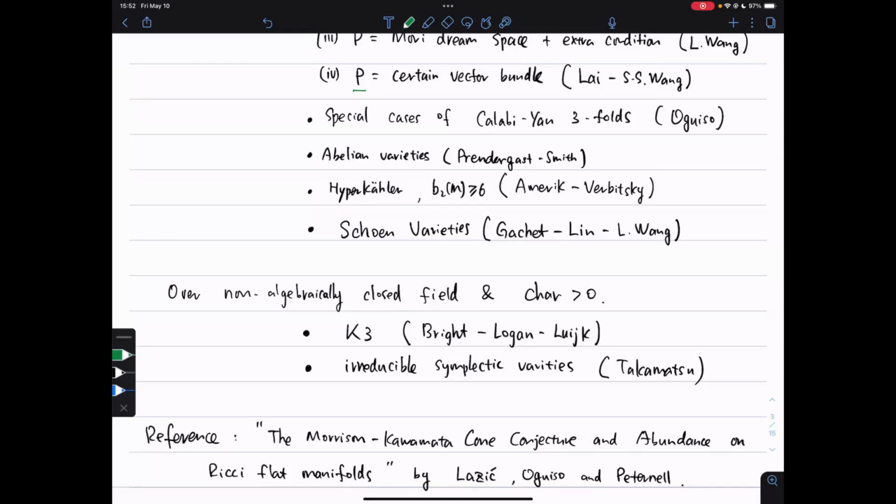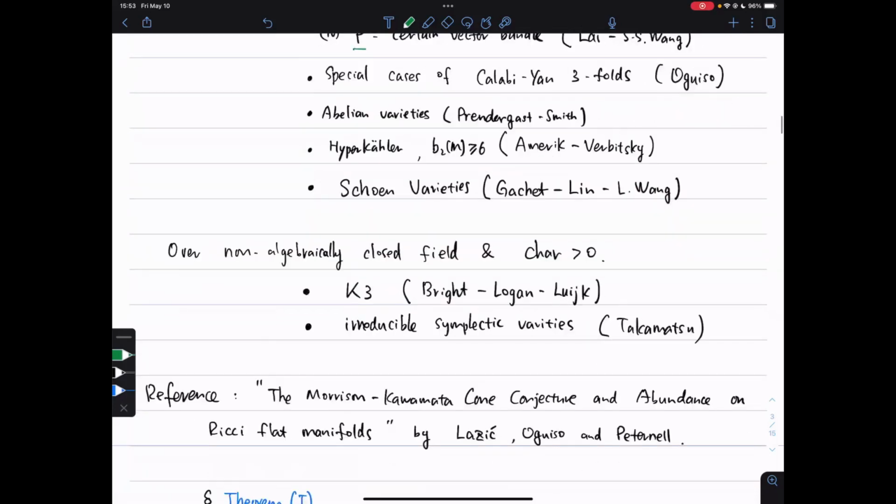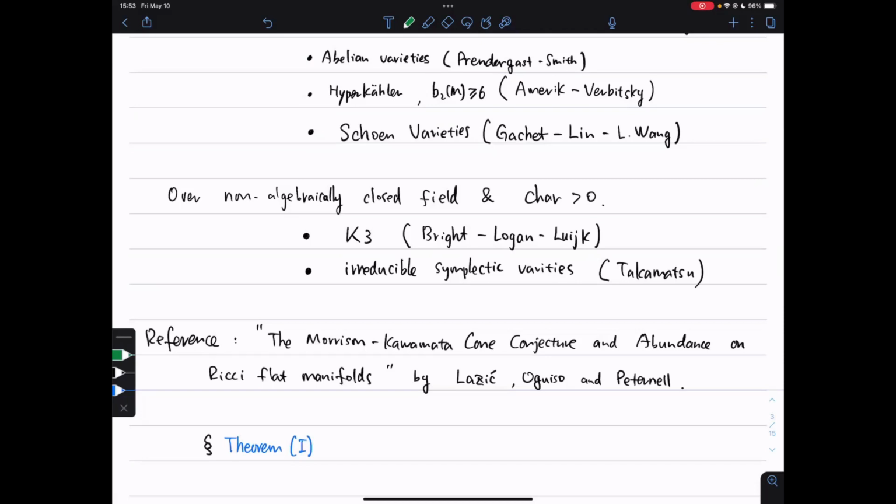So basically, my feeling is there are many sporadic examples to support the conjecture, but it's still lacking strong evidence in the higher dimensional case. For example, for dimension 3, this is wide open. And if you are interested in the history or the results, you can look at the nice survey by Lazić, Oguiso, and Peternell. So I put it here. All right, these are basically background materials and a review of history.